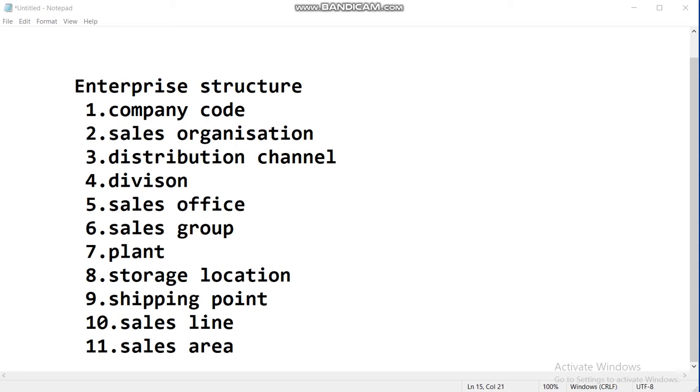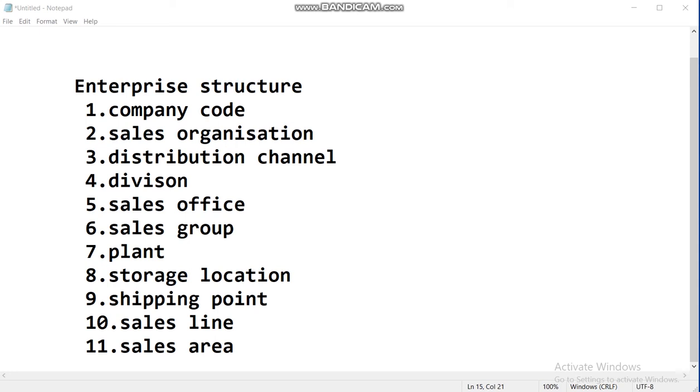So what is an enterprise structure? Enterprise structure is nothing but what specifies the structure of an organization. We all know that every company has its own structure. For example, if you visit a bank, there you can see a manager, assistant manager, clerk, cashier, security guard. It's the structure of that bank. Like that, every company has its own structure. So enterprise structure will define the structure of an organization.